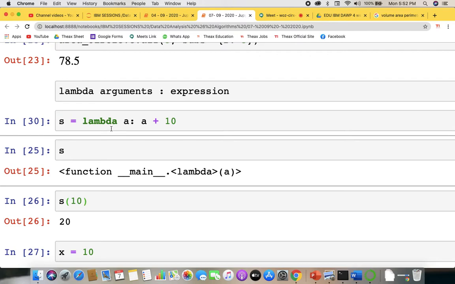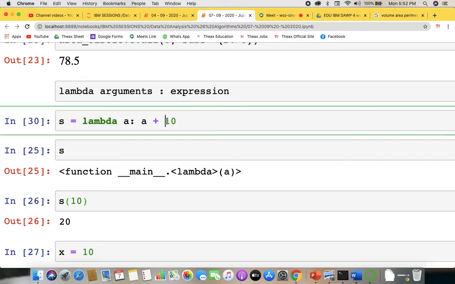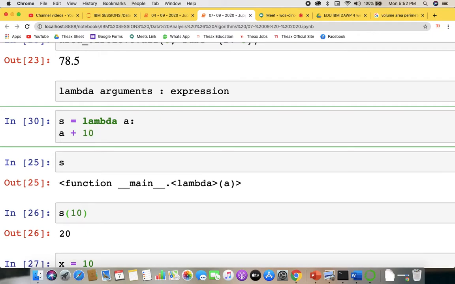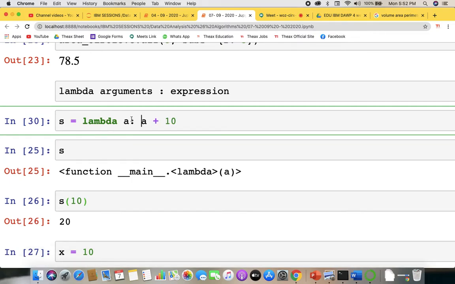So what is being done: you have created a lambda function that adds 10 to the number. What is a now here? We are doing s of 10, meaning the previous value is 10, and we are adding 10 more to it, storing it in a, in the lambda, and getting it in s. Think of it as a function like this: define a function with a, where you add 10 to a and return it to s. It will be easier to understand.